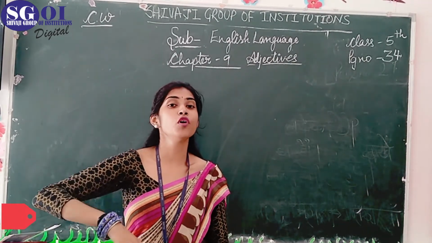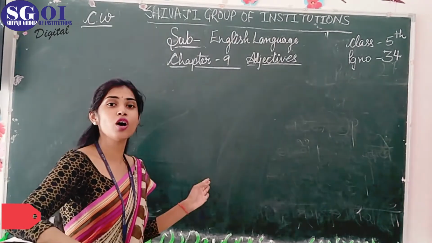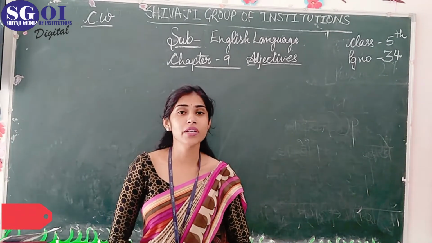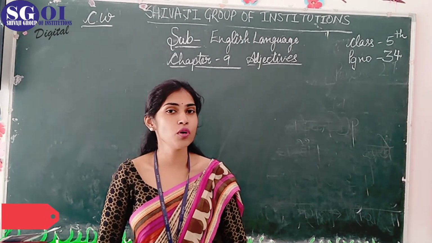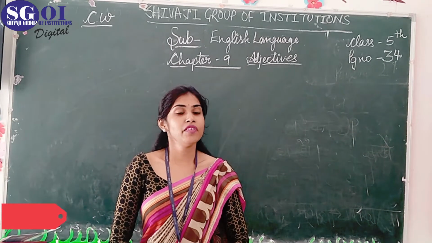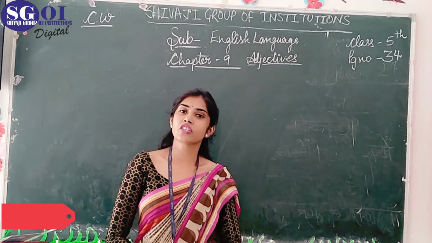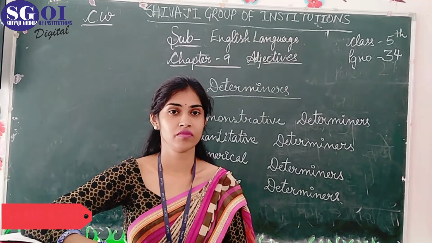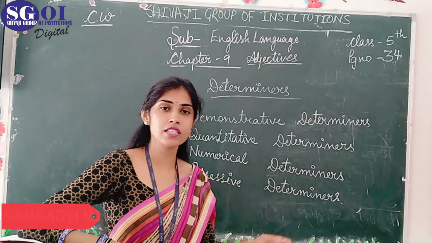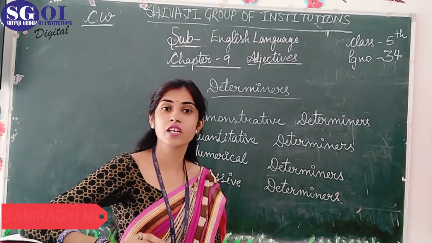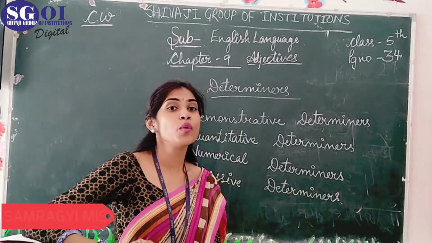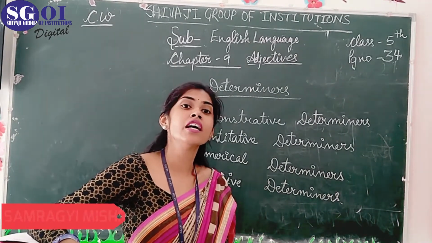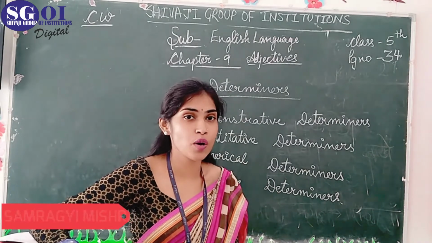But before starting this chapter, let's recall the previous chapter, which is chapter 8, the determiners. I told you about determiners in our previous class, and we will recall them again here. You already know about determiners. Determiners are called fixing words, which are used before a noun or any adjective that describes a noun.